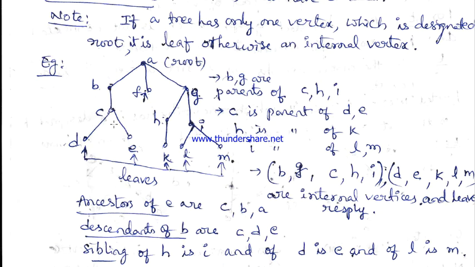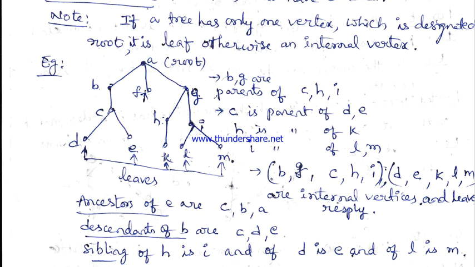Corresponding to this vertex C, ancestors means all the vertices that come in the path from the root vertex to this vertex C. So corresponding to C, the ancestors are the set of vertices A, B. The descendants of C means all the vertices which come after C. So D, E become the descendants of C, whereas B, A become the ancestors of C.